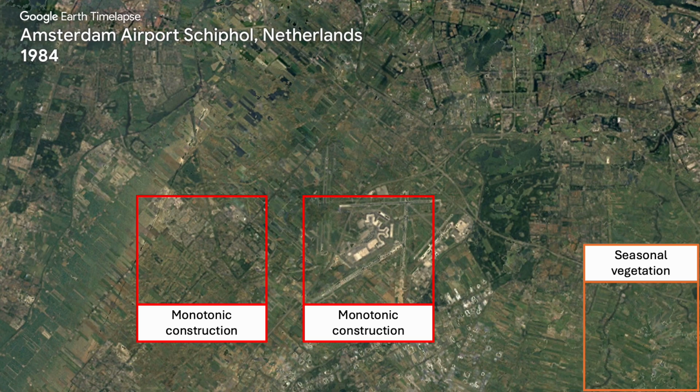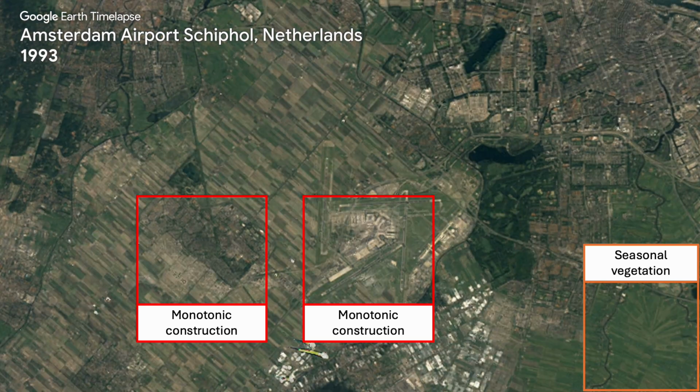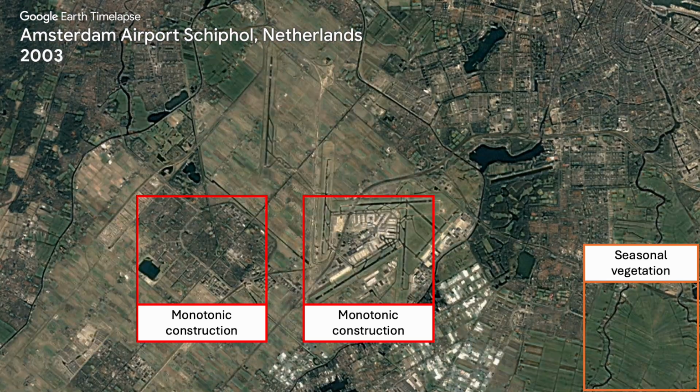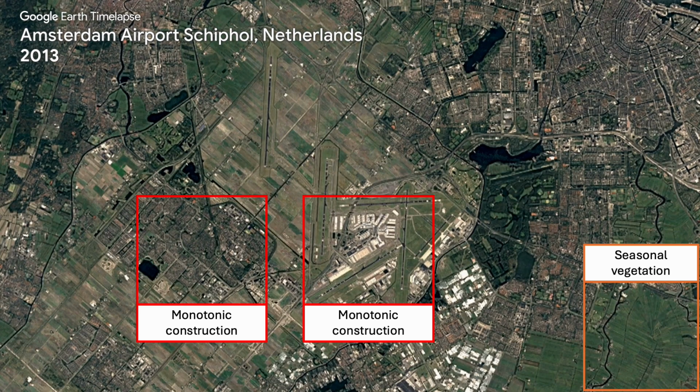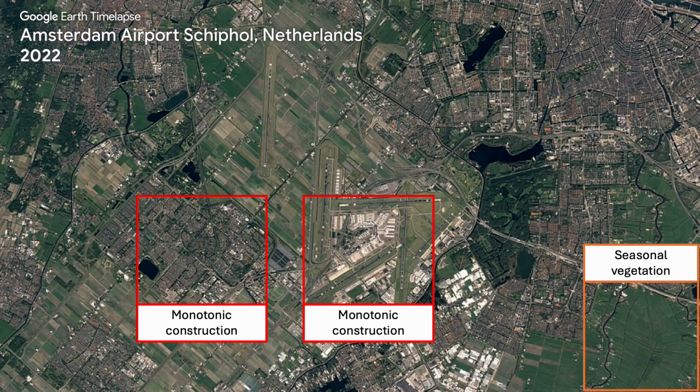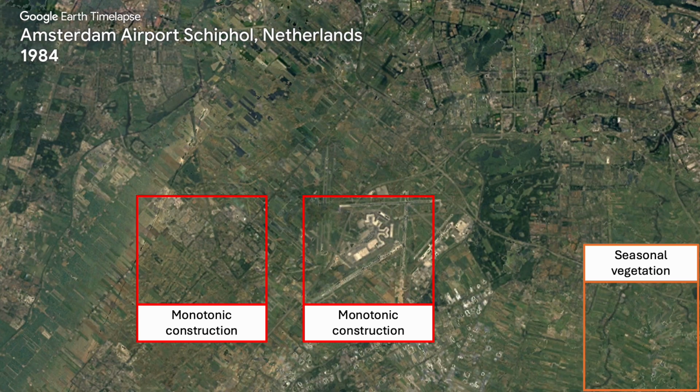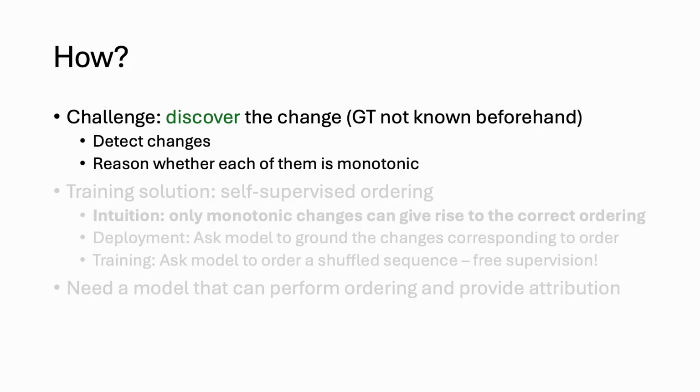Here's another example of the construction of the Amsterdam Schiphol Airport. The monotonic change here is the construction itself, where the greeneries change seasonally. The main question is how? It's a fairly challenging problem, given that we want to discover the change, which means that we do not know the ground truth beforehand.